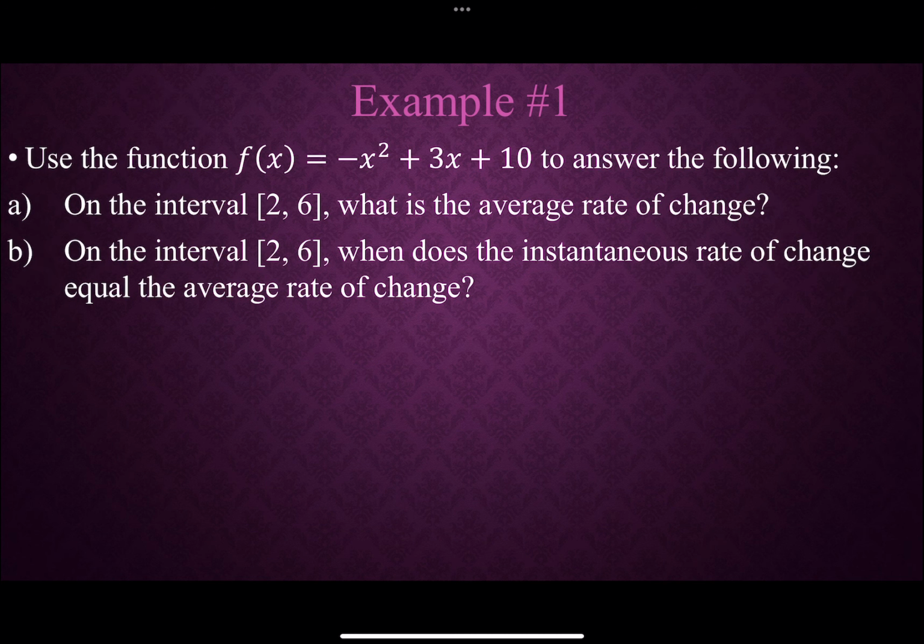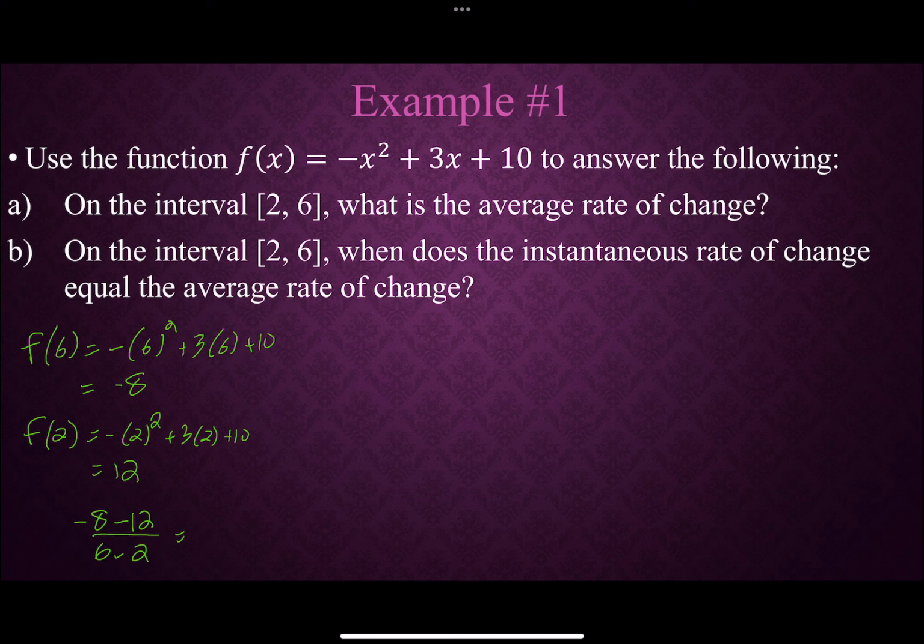So using the function f of x is negative x squared plus 3x plus 10, we're going to find the average rate of change and then the instantaneous rate of change equal to that. So essentially, this is asking for the mean value theorem without explicitly saying use the mean value theorem. For part A, we want to find f of 6, which would be negative 6 squared plus 3 times 6 plus 10, which is going to give us negative 8. We want f of 2, which is negative 2 squared plus 3 times 2 plus 10, which is going to give us positive 12. So our average rate of change is negative 8 minus 12 over 6 minus 2. Negative 20 over 4, we get an average rate of change of negative 5.